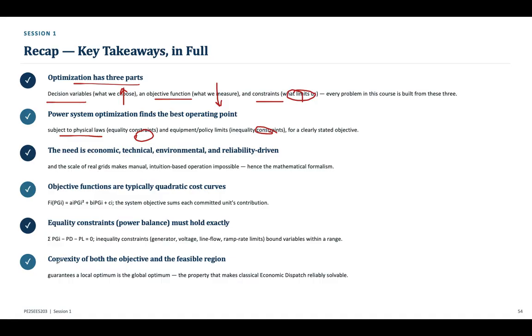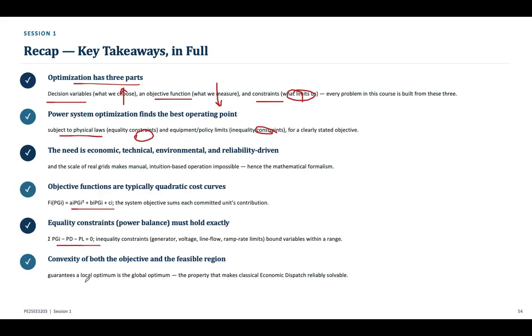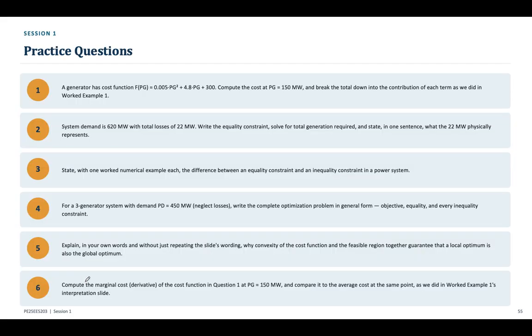So these are the few things we have studied today, right? We have studied the objective function, the equality constraint, the power balance equation, and convexity of both. We tried a geometrical approach today, which didn't work out very well, but we should go with the lambda iterations, right? So the practice questions you can always work on are all these things, okay?